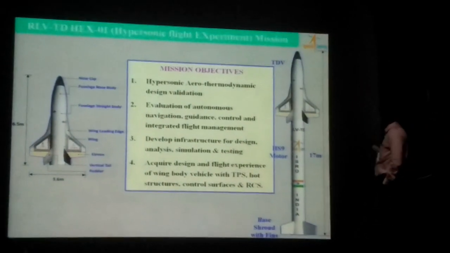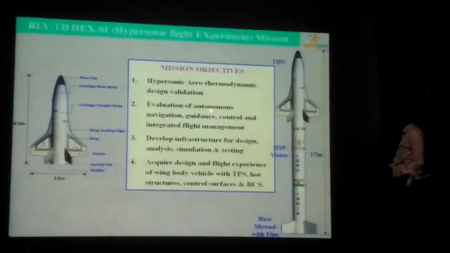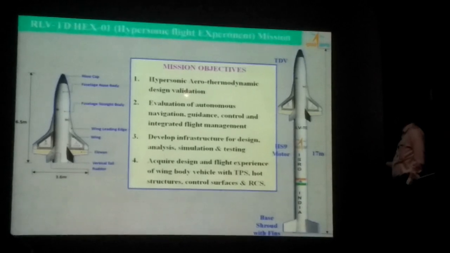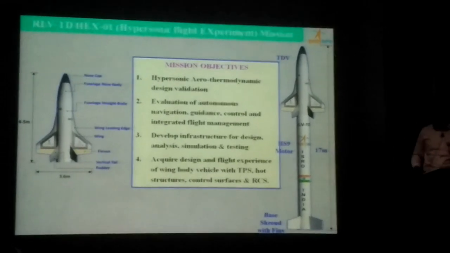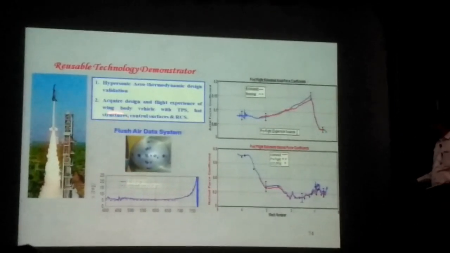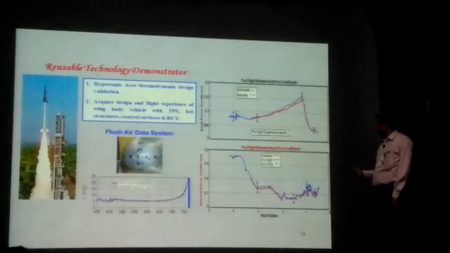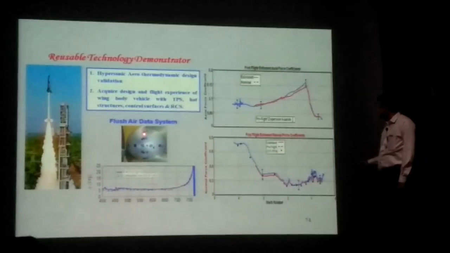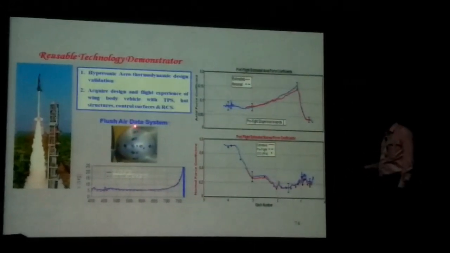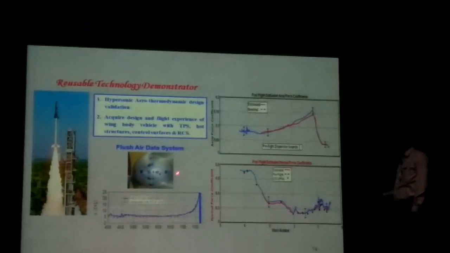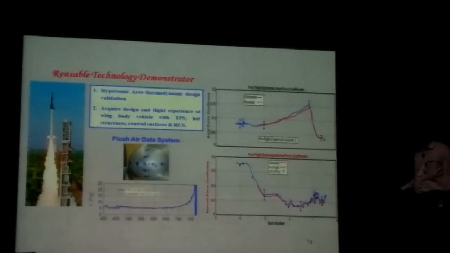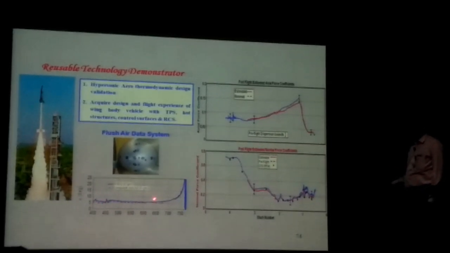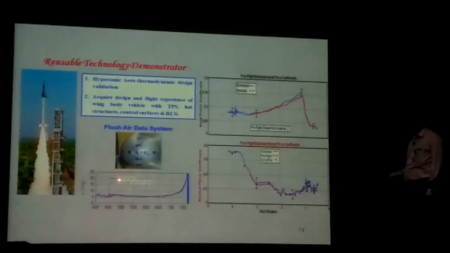Now coming to the RLV HEX, which is another hypersonic mission, wherein we had these objectives of hypersonic aerothermodynamic design validation, autonomous navigation guidance, and acquiring flight experience. So here you can see one of the important things was the flushed air data system. That is, can you predict the angle of attack from the flight measurement? This is one of the very challenging tasks. So we mount a flushed air data system, which is in the spherical cap, where we have pressure measurements in these 9 ports, and based on the pressure measurements, we get the alpha, and you can see here this is what is computed, and this is the measurement from the flight.